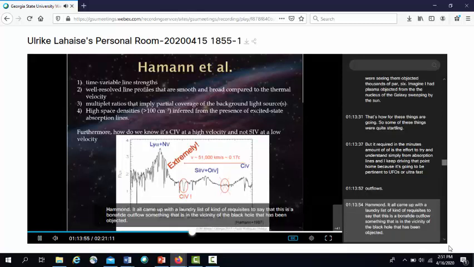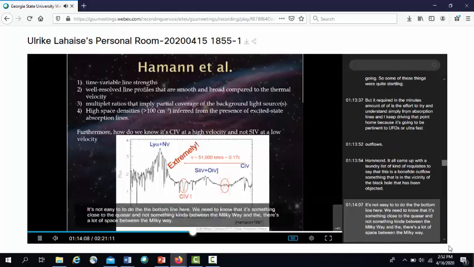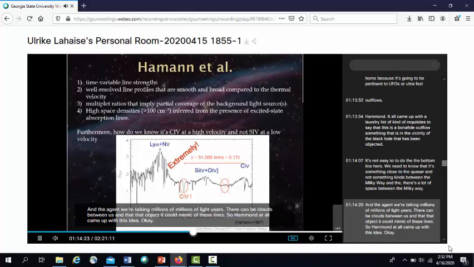Hamann et al. came up with a laundry list of requisites to say that this is a bona fide outflow, something that is in the vicinity of the black hole that has been ejected. It's not easy to do. It's the bottom line here. We need to know that it's something close to the quasar and not something between the Milky Way and the AGN. There's a lot of space between the Milky Way and the AGN. We're talking millions of parsecs, millions of light years. There can be clouds between us and that object that could mimic these lines.